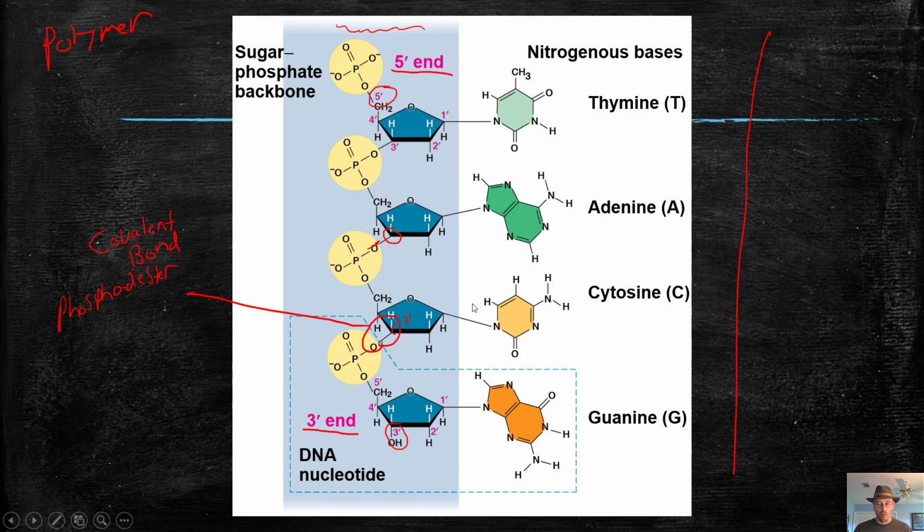But for now, work on understanding 3', 5', and make sure you can draw a nucleotide. So draw the sugar, number the carbons, just draw a generic base and where the phosphate group goes. Make sure you understand how that works and label the 3' and 5' ends of that nucleotide.